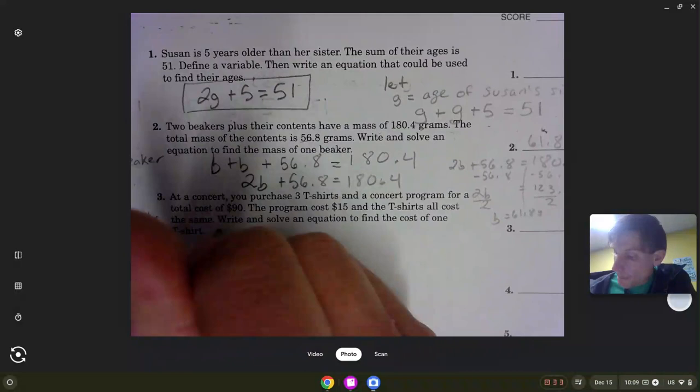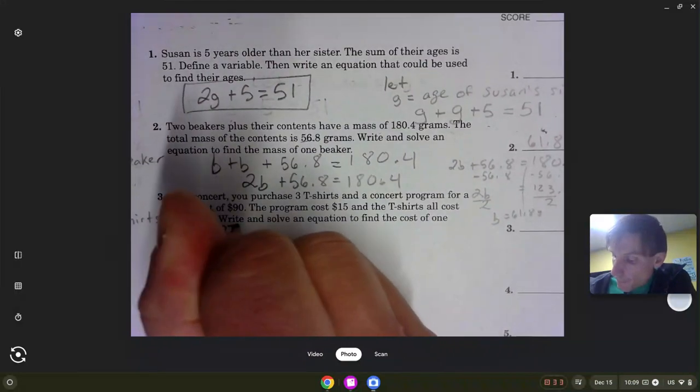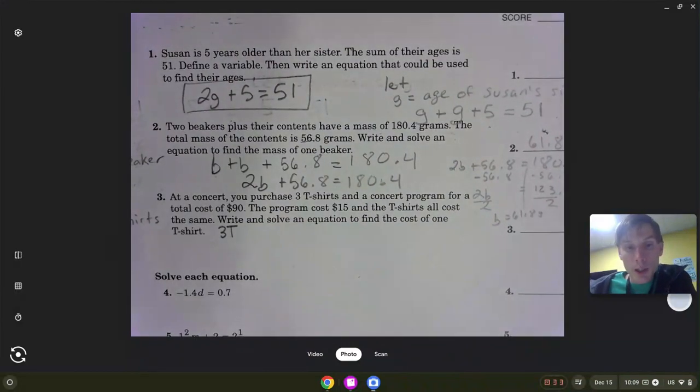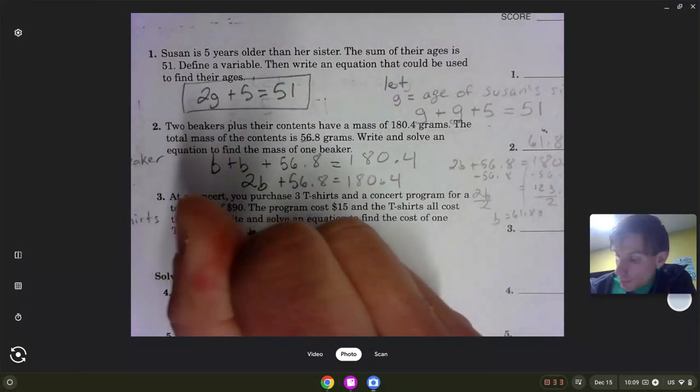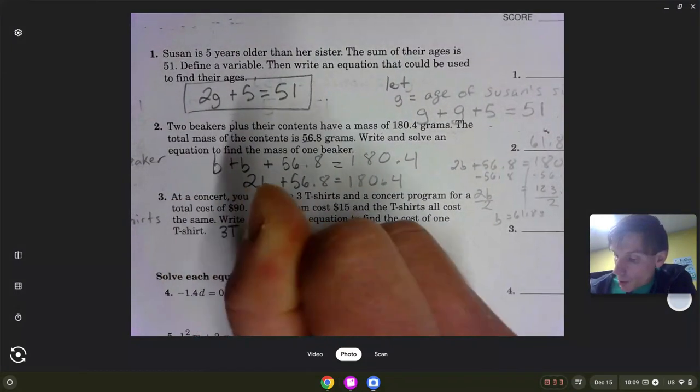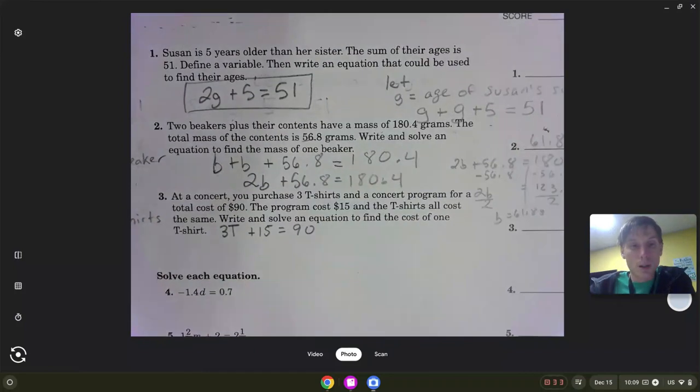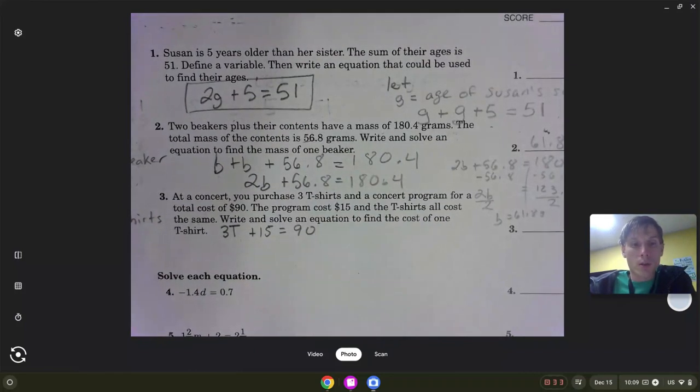So if we have T equals t-shirts, we have 3 of those t-shirts, T plus T plus T, or 3T. And we have 3T, and we have an additional cost of $15. And all that equals $90. Okay, we have written our equation: 3T plus this cost of 15 is a total cost of $90.